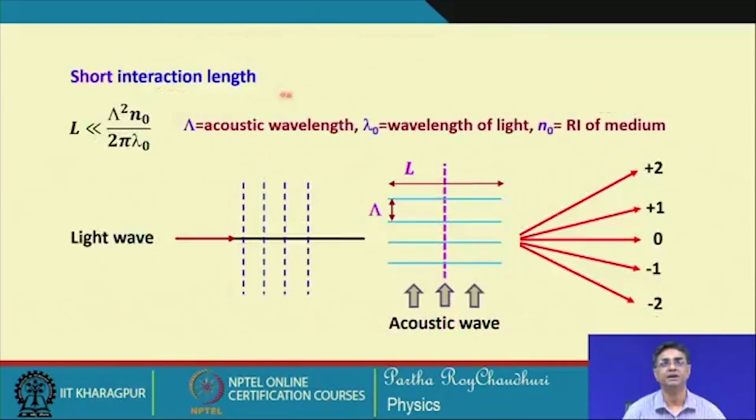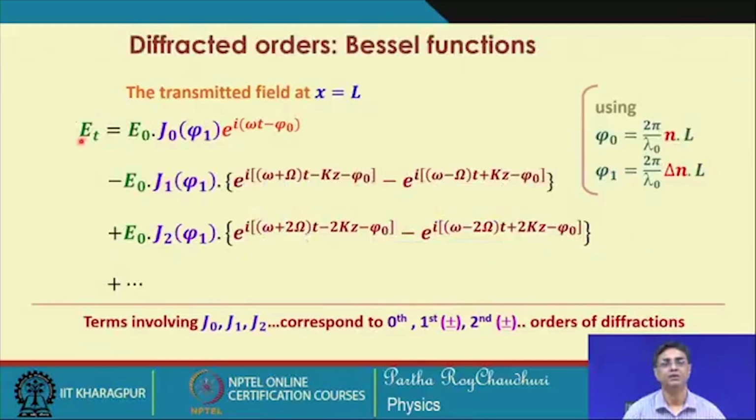So, the transmitted light field at the exit end of the acousto-optic cell, that is at x equal to L, will be represented by this. We have seen how we get this equation. J 0 corresponds to the 0th order, and J 1 corresponds to the first order, giving the +1 order, and this gives the -1 order. So, they are very symmetric and very easy to understand.